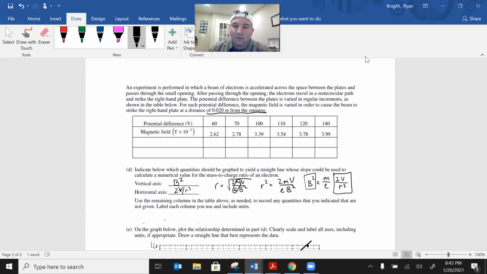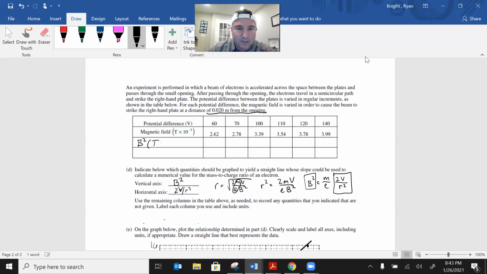And then they found a value for the slope and then solved for M over E. The way that I did it, when I actually calculate the slope, will be M over V. But it means I have to add another little section here to my table. So I'm calculating vertical axis B squared.